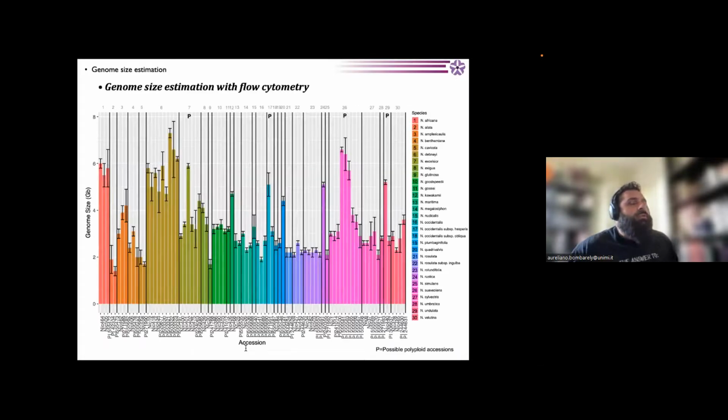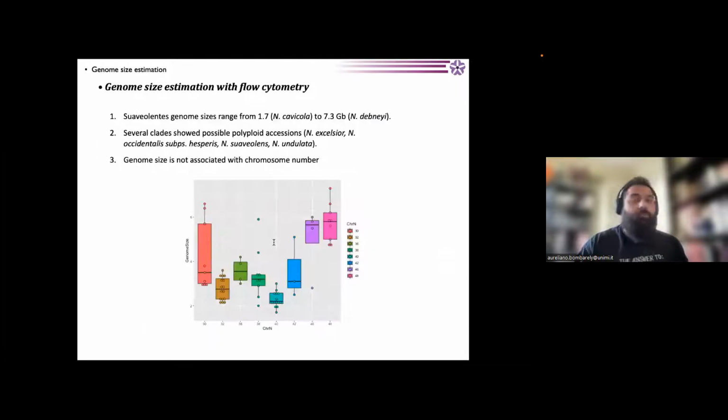So we started to do some genome size estimations of all the different Nicotiana species, and of course some Nicotiana Suaveolentes. The interesting thing for me was that in some of the accessions we were measuring, we found some that were duplicated. Of course, Suaveolentes is a polyploid section, with polyploid species, but you can also have internal duplications in some individuals, as we saw here.